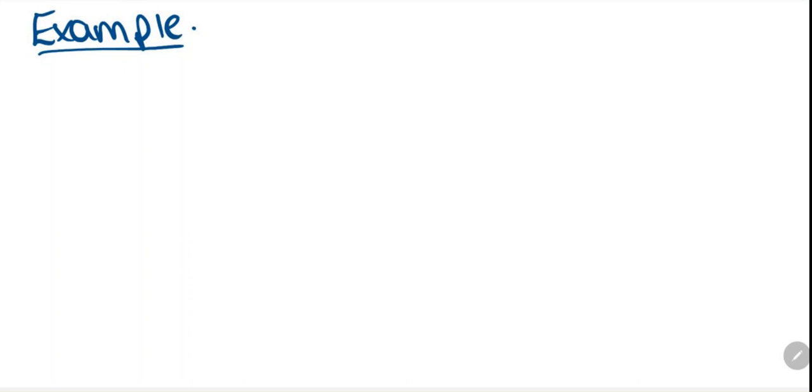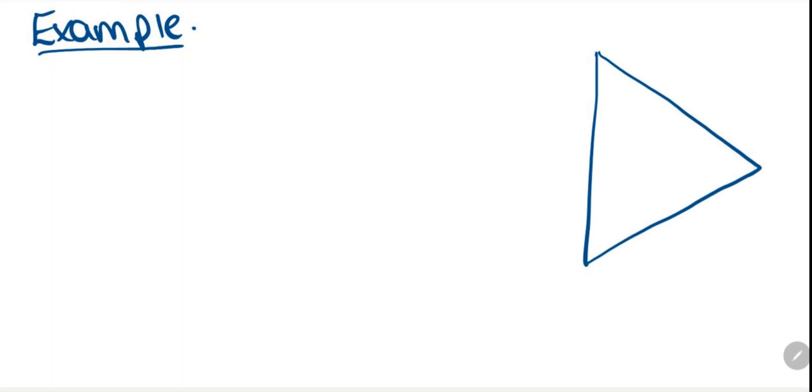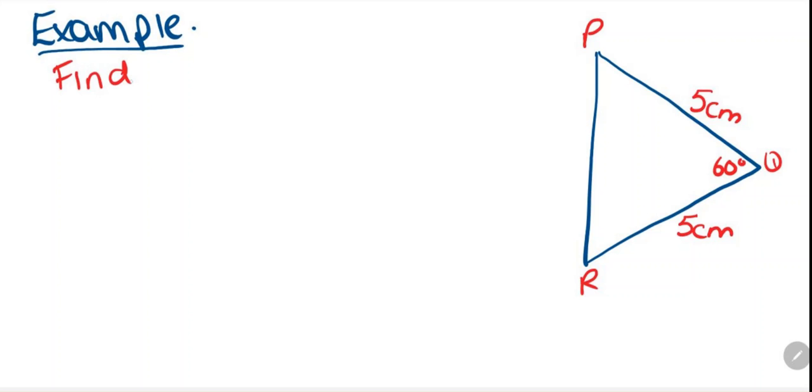So let's have a look at an example. So I'm going to draw my triangle and label this. So I'll call this P, Q, and R. And if this was 5 centimeters, and this was 5 centimeters, and my angle here is 60. So I need to find, this is my question, the measure of angle R.